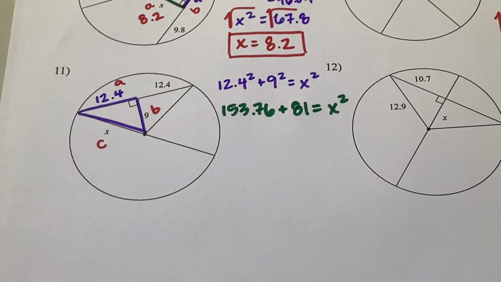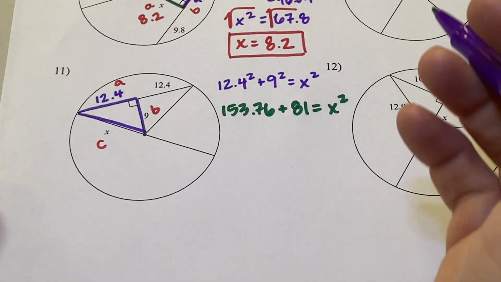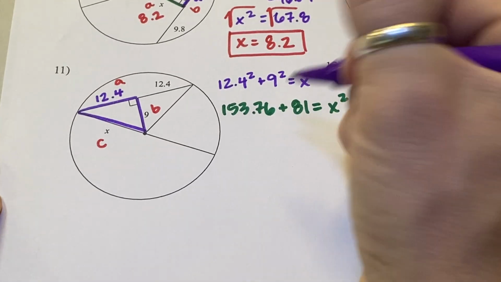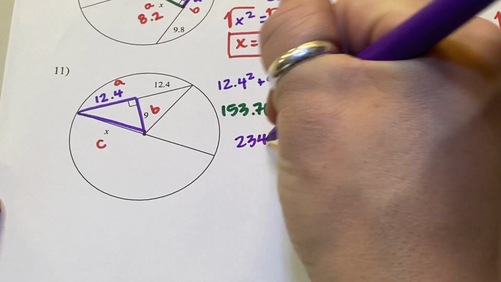Ooh, what do I need to do with those 2 numbers, you guys? Do I need to move them to the other side? No, I need to add them. They're both on one side. Just add them together. Okay, what am I going to get with 153.76 plus 81? 234.76. Beautiful.